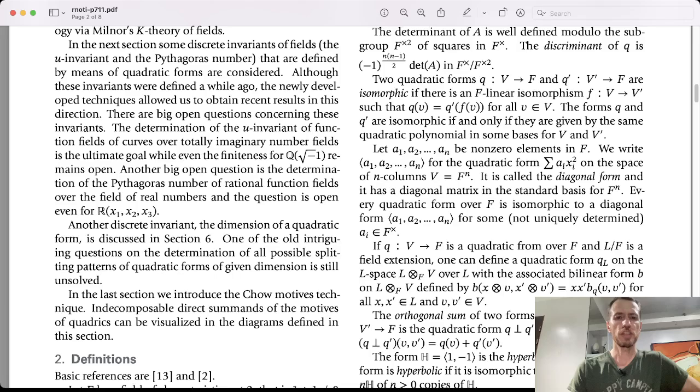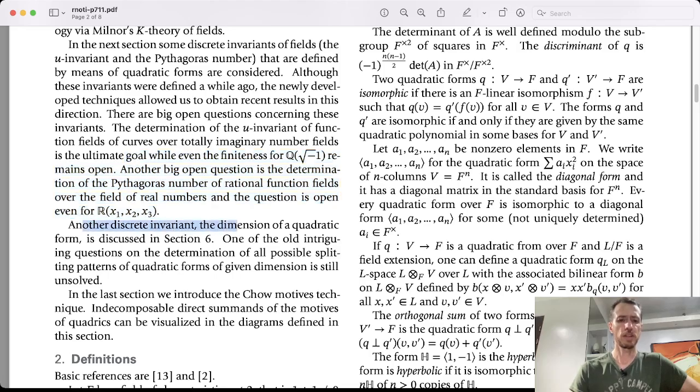In the next section, some discrete invariants of fields, the u-invariant and the Pythagoras number, that are defined by means of quadratic forms are considered. Although these invariants were defined a while ago, the newly developed techniques allowed us to obtain recent results in this direction. There are big open questions concerning these invariants. The determination of the u-invariant of function fields of curves over a totally imaginary number field is the ultimate goal, while even the finiteness for rationals adjoin radical -1 remains open. Another big open question is the determination of the Pythagoras number of rational function fields over the field of real numbers, and the question is open even for reals adjoining 3 variables.